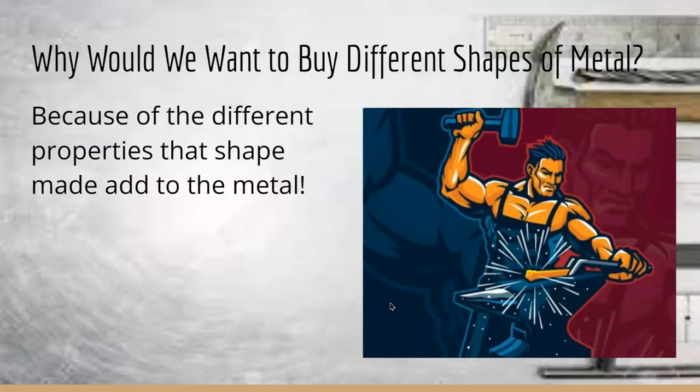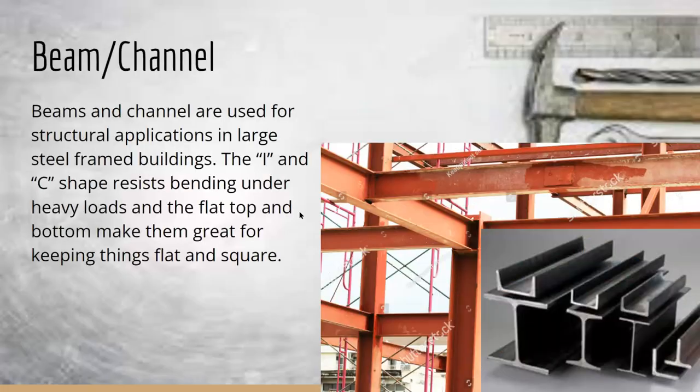That's about it for here. Okay, so again, why do we buy a whole bunch of different shapes of metal? Because of the different properties that shape gives the metal. Usually it has something to do with strength or ease of use.